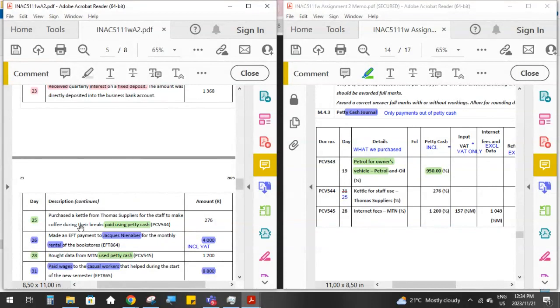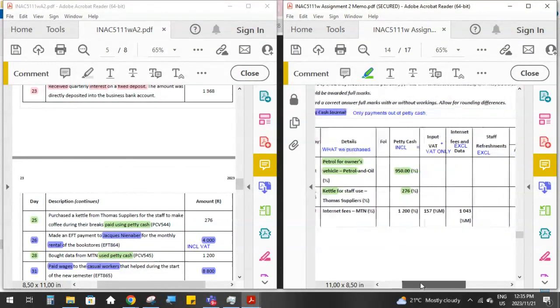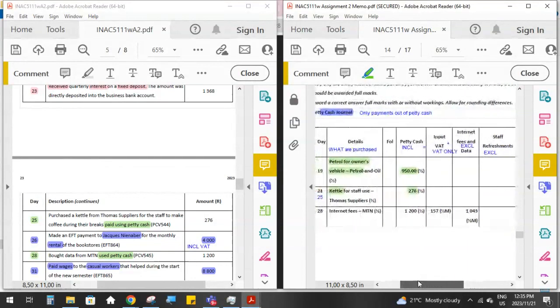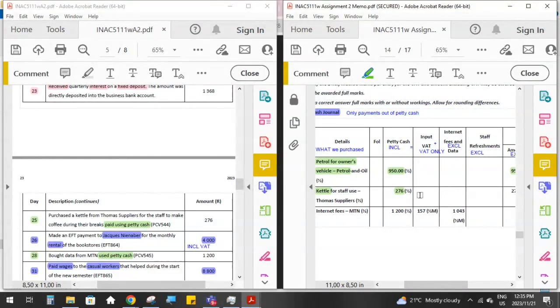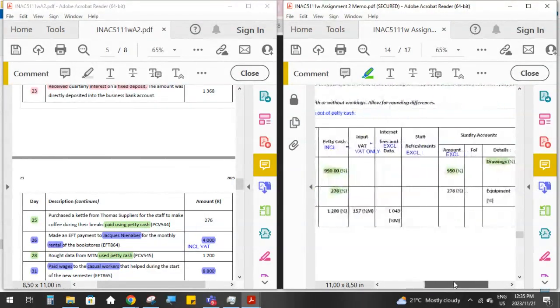We can't claim the VAT back. So that full 276, because it is the including VAT amount, must go under credited to the petty cash column. And under details, what did we purchase? You could have just put their kettle, or they've got whatever they've got there. It's fine. We purchased a kettle. But you must write kettle, not Thomas suppliers, or not only Thomas suppliers. No, nothing under the VAT column because it's a non-allowable purchase.